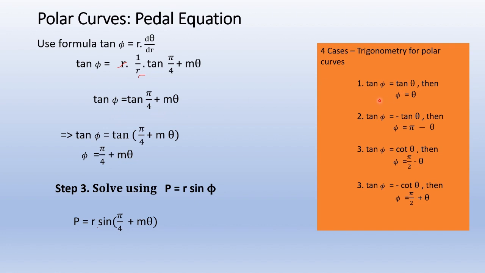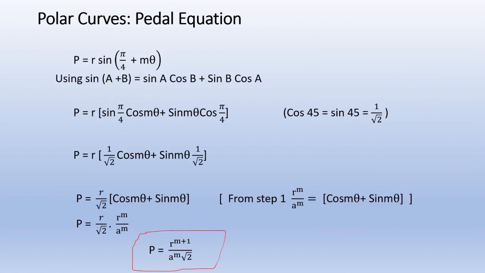Step 3, solve using p is equal to r sin phi. p is equal to r sin of pi by 4 plus m theta. Using sin of a plus b is equal to sin a cos b plus sin b cos a, p is equal to r times sin pi by 4 cos m theta plus sin m theta cos pi by 4. We know cos 45 and sin 45 is 1 by root 2. Plugging in the value here, we get this. Taking 1 by root 2 out, we get this.